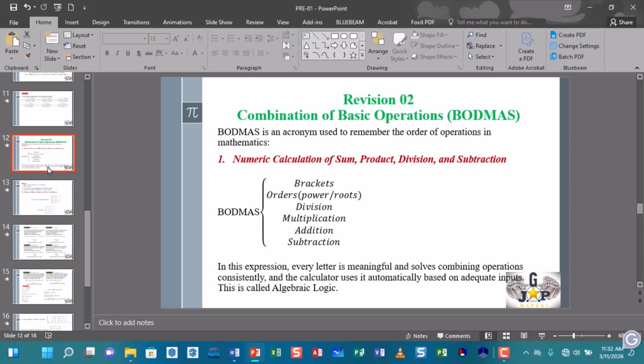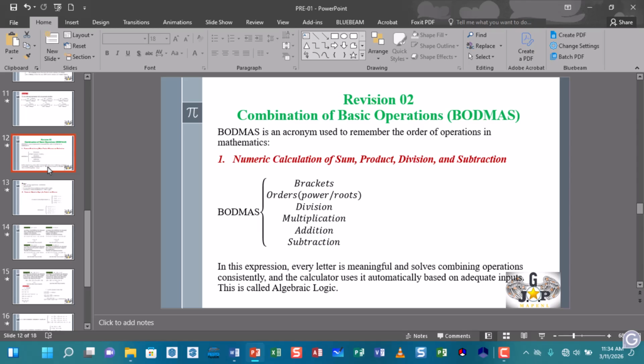BODMAS is an acronym, meaning that each and every letter of the name bears a responsibility. It is an acronym used to remember the order of operations in mathematics.